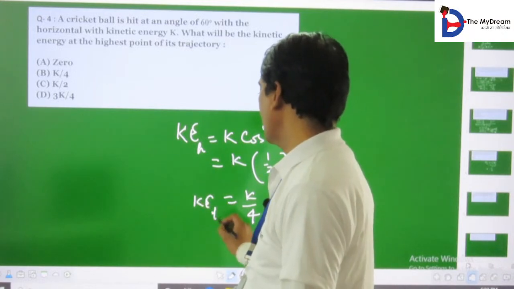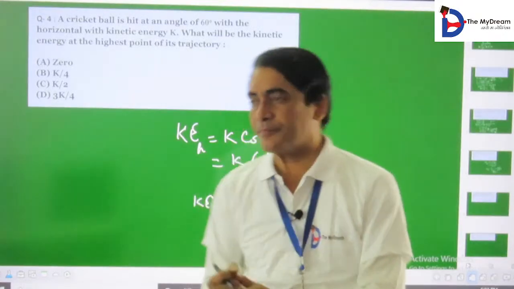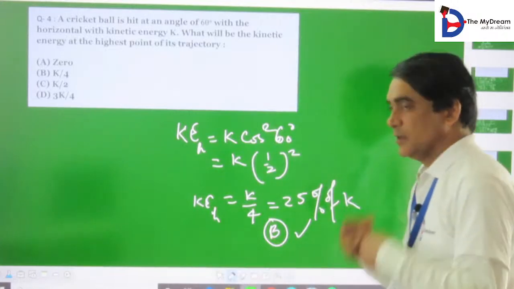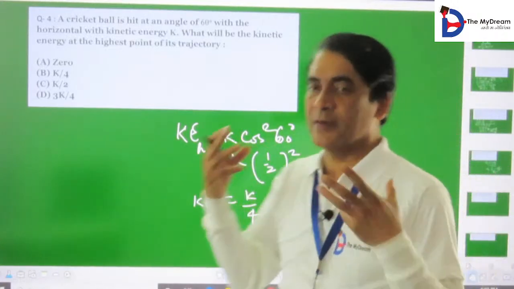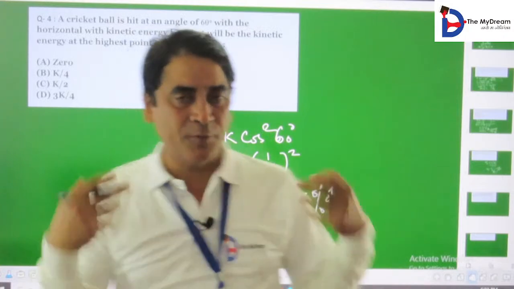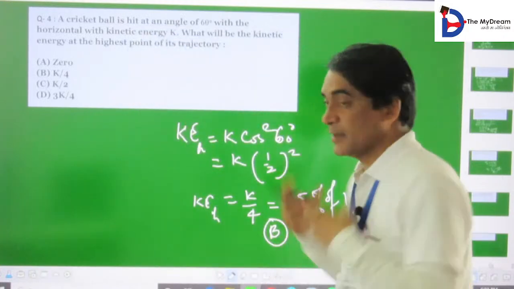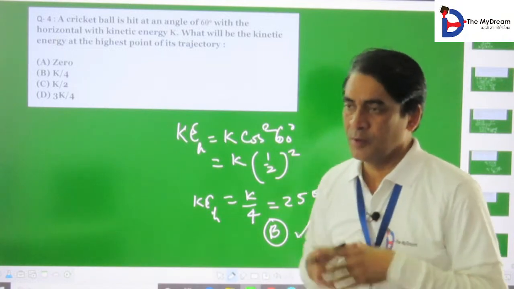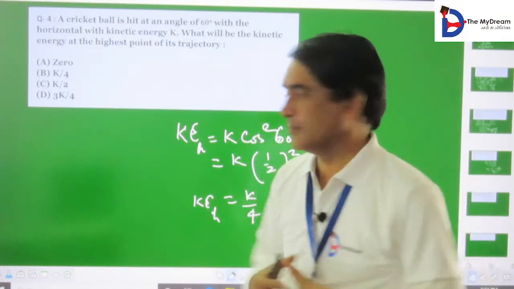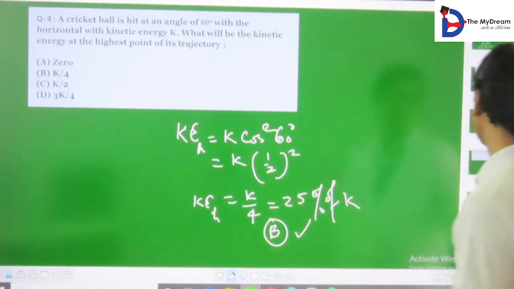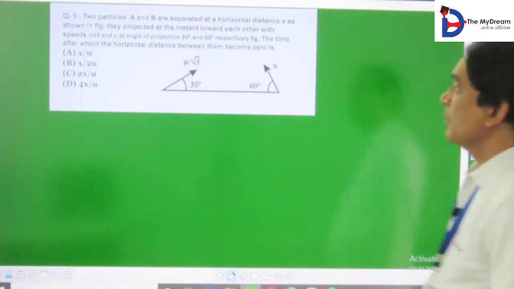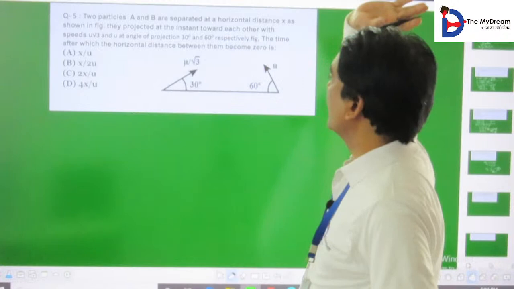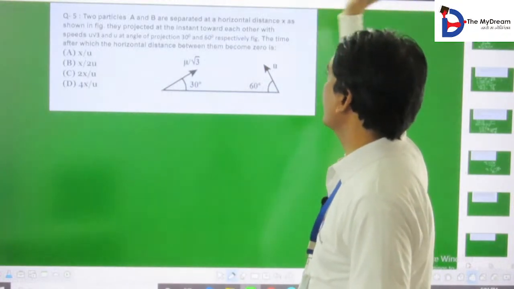And I told you 25%. I explained that at 0 degree, 60 degree, 30 degree, 40, at 0 degree there is no loss. Potential energy is what? 0. Kinetic energy is what? 100%. Next question. Two particles A and B are separated at an angle at a distance x.